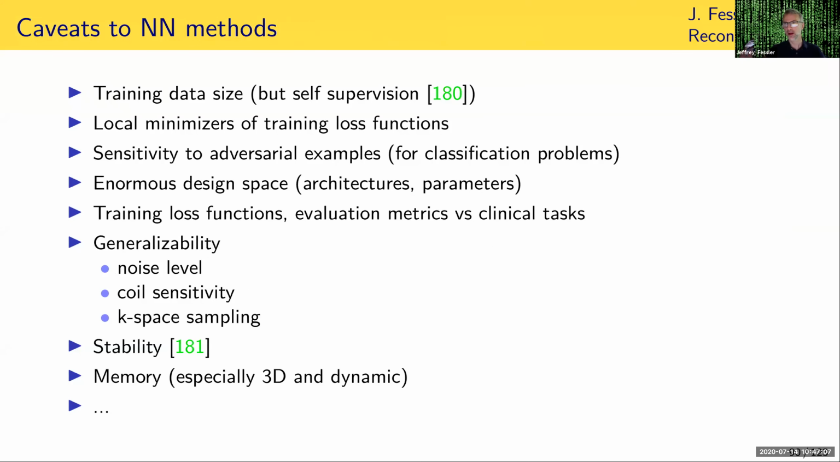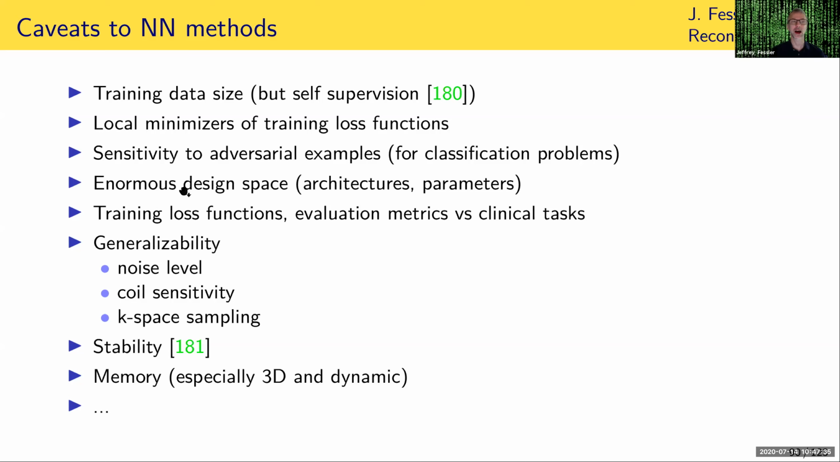So in general, things one has to be aware of when using neural network methods is that, at least traditionally, they need a lot of training data, although every limitation I mentioned, somebody's working on trying to overcome it, and self-supervised approaches are one attempt to overcome limited training data. The loss functions for training neural networks are very non-convex, so it's hard to say something about global minimizers, but people are working on that as well.